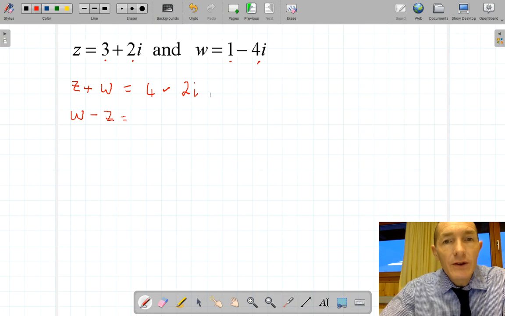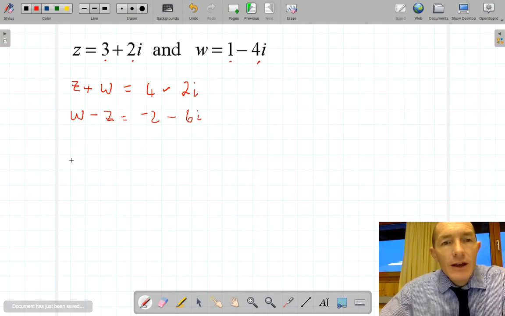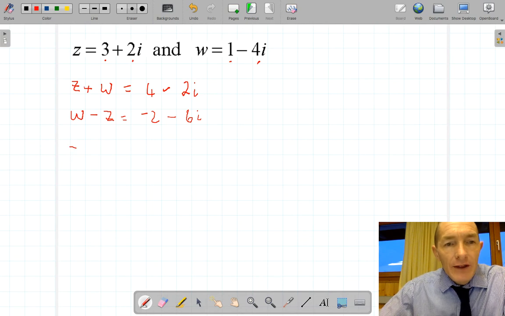So for this one, I'm going to do 1 take away 3. So that's the real part. And I'm going to do minus 4 take away minus 2 to give me minus 6i. Should be no problems with adding and taking away. Now I'm going to multiply these two together. So what happens when I multiply these two together is slightly different.